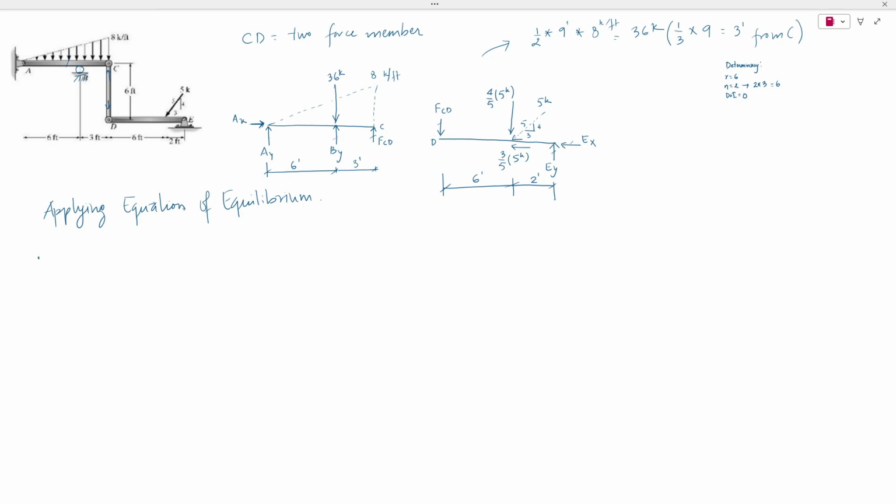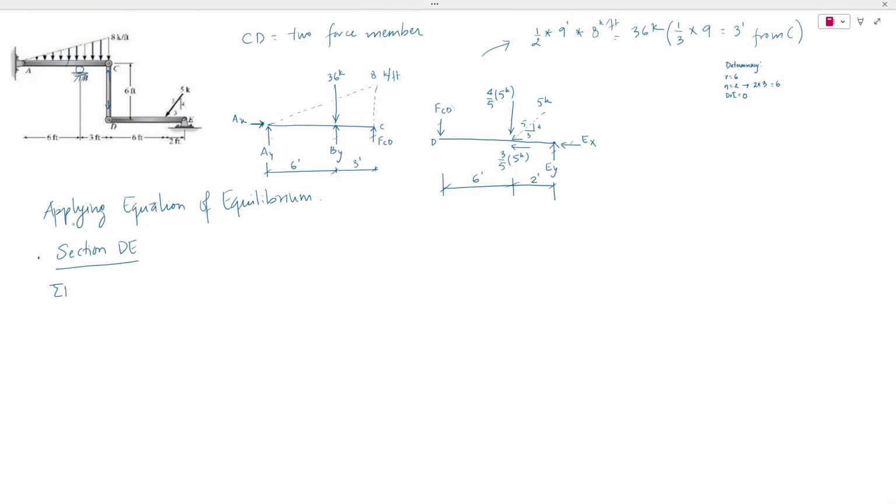We can either start from member AC or member DE. Let's look at member AC. If we take the moment about A equal to 0, then AX and AY would be cancelled out, but we would still have two unknown forces, BY and FCD. However, if we start from member DE, if we take the sum of moments at E equal to 0, EY and EX would be cancelled out, and we can actually calculate the FCD value. This force can be transferred to member AC, and then we can easily solve for the other reactions. So let's start from section DE.